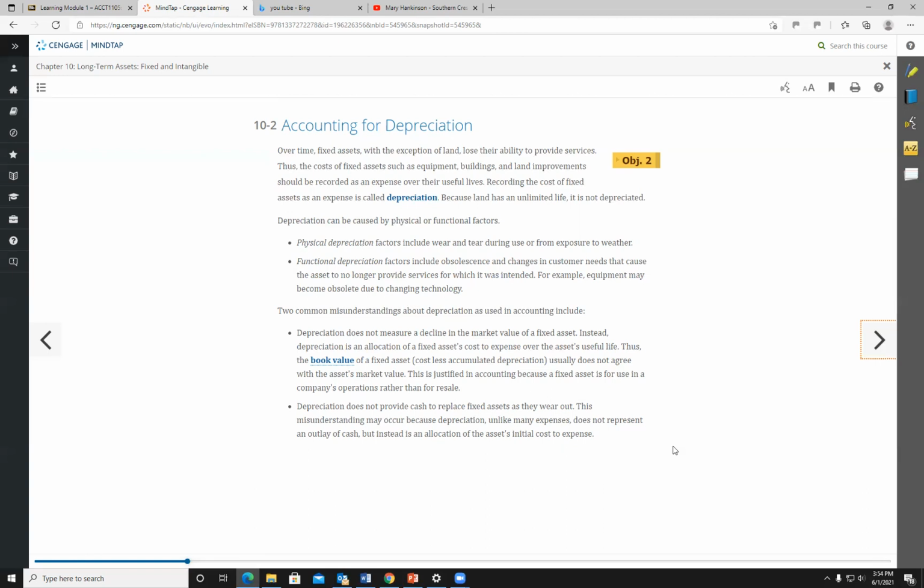Now, depreciation does not provide cash to replace fixed assets as they wear out. This misunderstanding may occur because depreciation, unlike many expenses, does not represent an outlay of cash, but instead is an allocation of the asset's initial cost to expense. In other words, we are expensing the depreciation, but we're not using cash to offset the expense. What we're doing is basically decreasing the value of that asset.